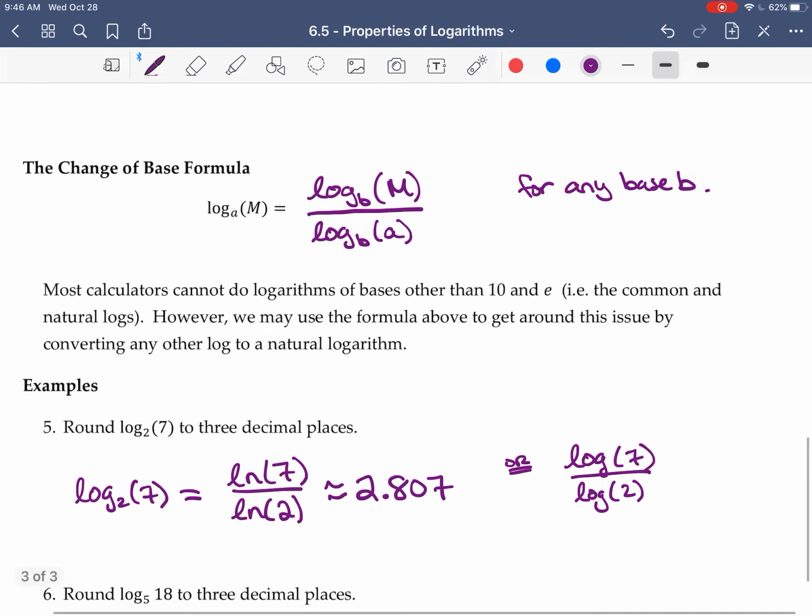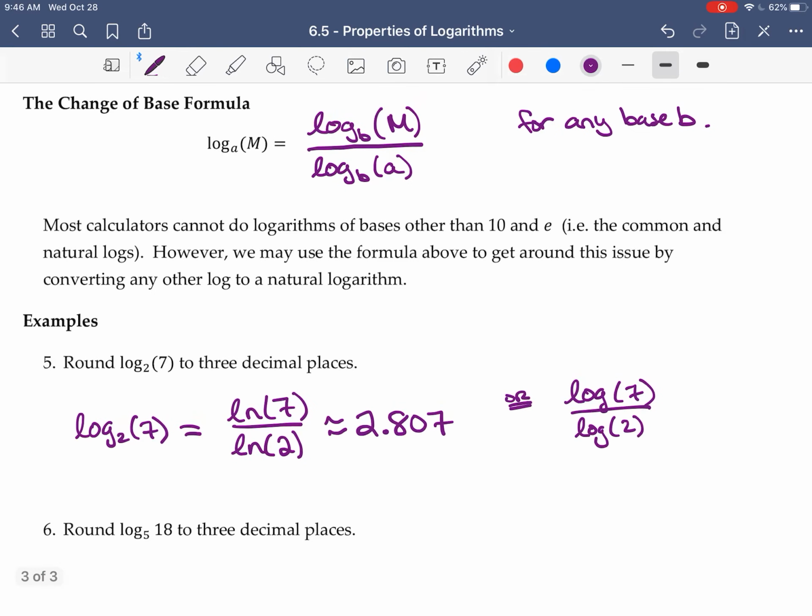And that's all we have for the properties of log rules, or log equations. In the next section, we're going to use some of these to help us solve some more log equations and exponential equations.